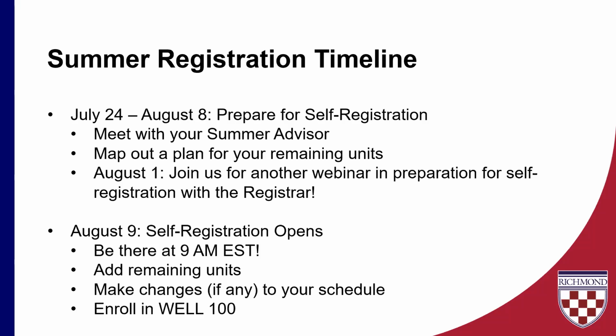During that self-registration process, you have the chance to add the remaining units to your schedule, as well as to make any changes to the courses for which you've been pre-registered. It's also an opportunity to enroll in the required Well 100 course that I mentioned, that required first year wellness requirement. If you need a refresher or want some additional preparation for self-registration, we will be holding another webinar August 1st with the registrar to help you prepare for that process.